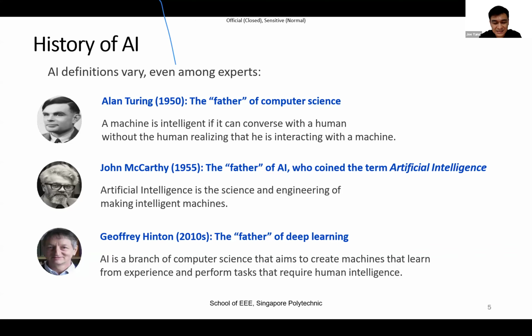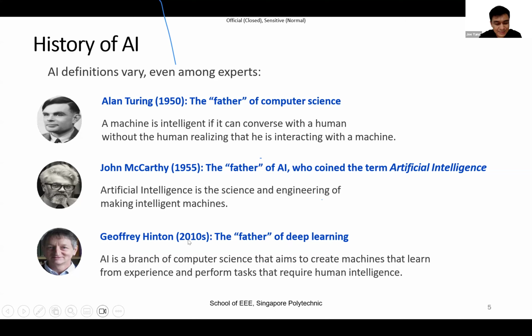Since the 1950s, Alan Turing was known to be the father of computer science. He said that AI is a machine with intelligence, and it can converse with humans without humans realizing that they are interacting with a machine. So he thinks AI is a machine. And John McCarthy is known to be the father of AI. He says that AI is the science and engineering of making intelligent machines. And lastly, Geoffrey Hinton is known to be the father of deep learning.